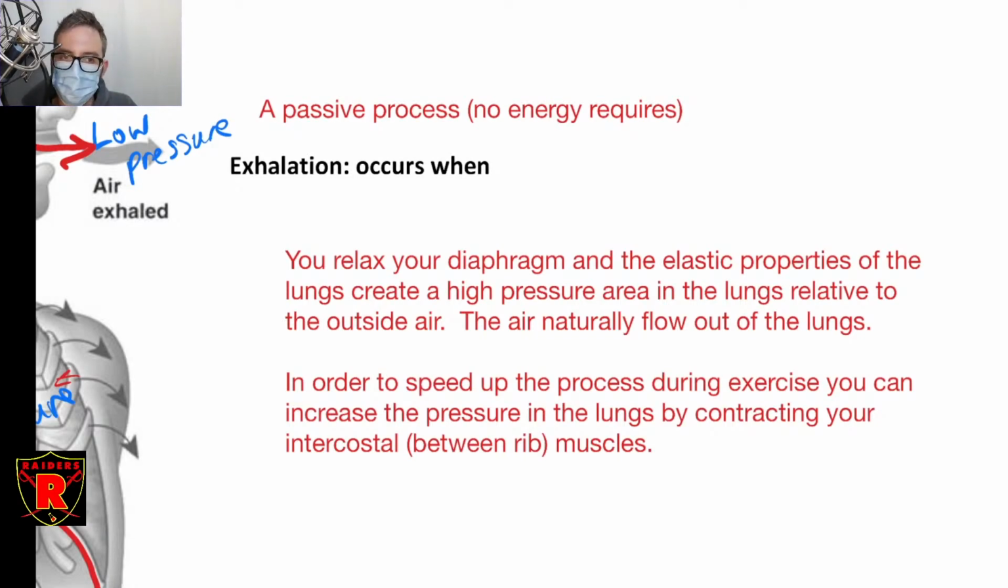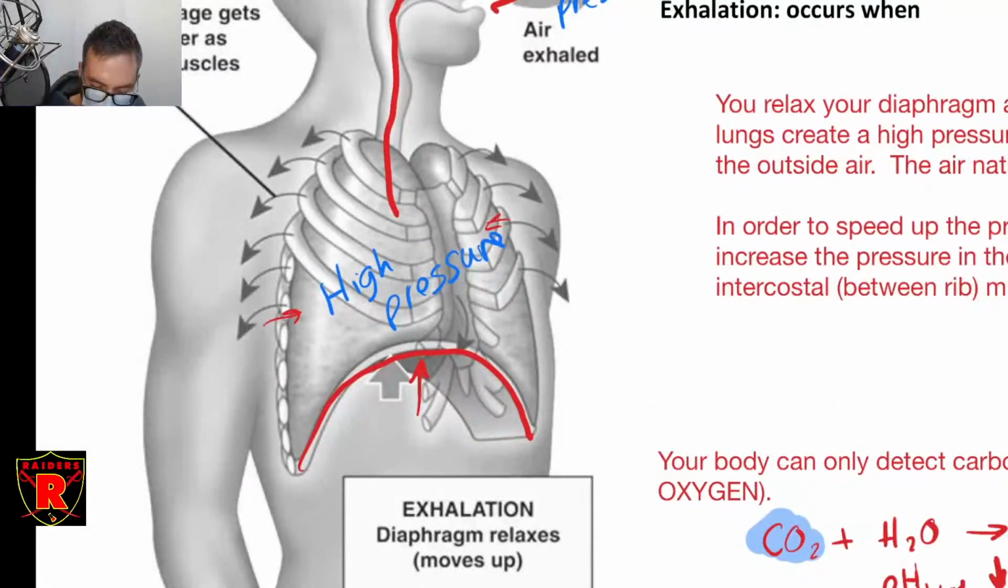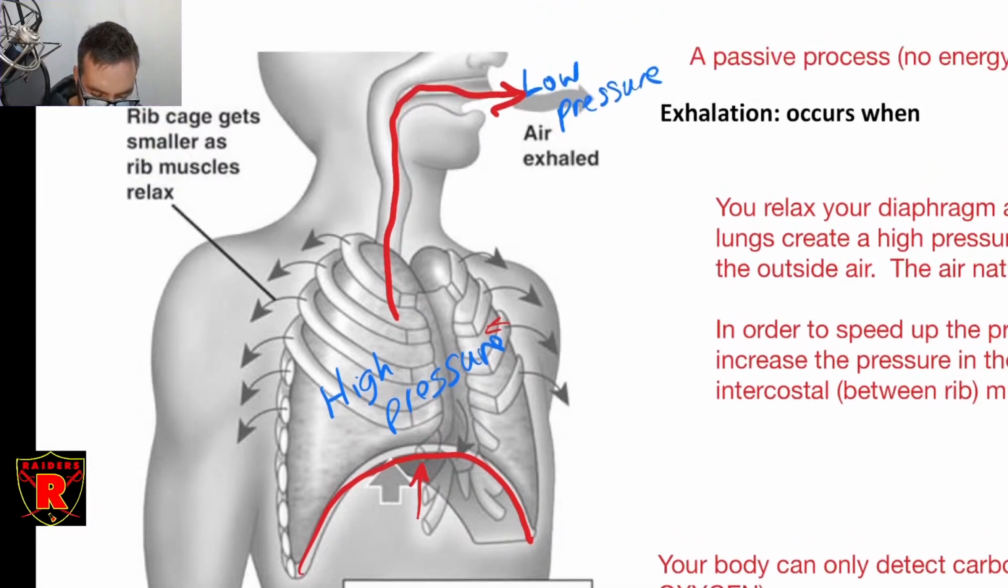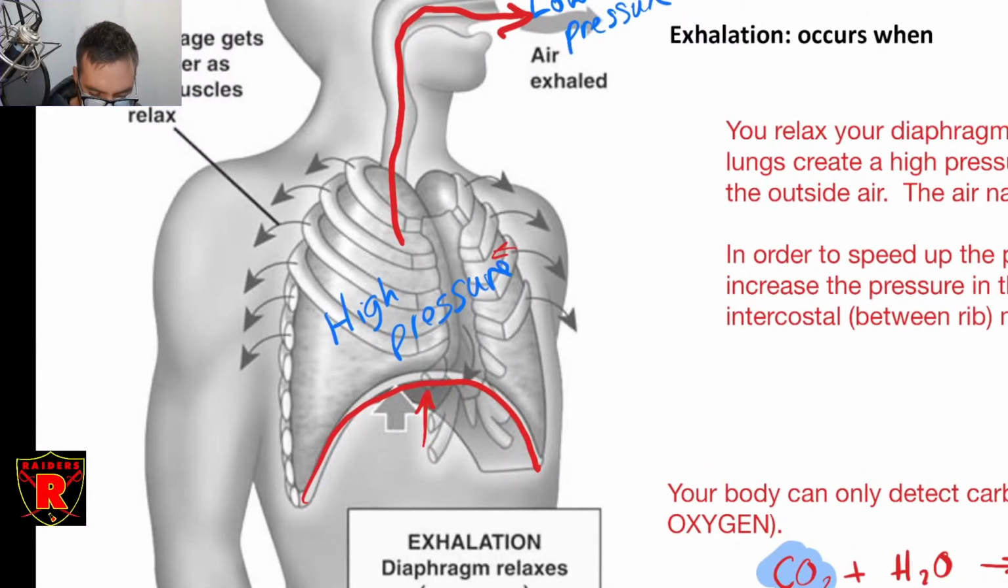Now there's a slight caveat or addendum to this, and that is if you want to exhale forcefully, to increase how quickly air is being pushed out of your lungs, you can also increase your thoracic pressure. That is, increase how much you are pushing in on your lungs by contracting the muscles in between your ribs. The muscles in between your ribs are called intercostals. They're these little muscles in between the ribs right here, intercostal muscles.